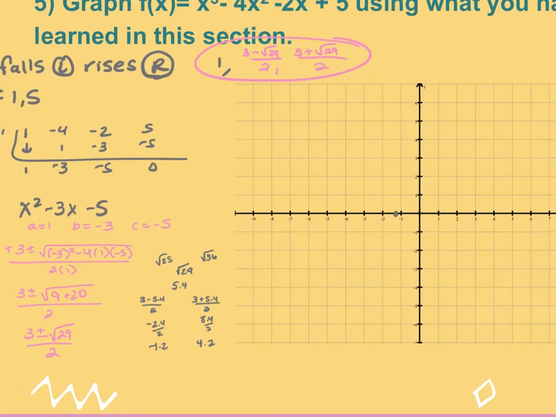So where'd you get the 5.4 from? I approximated square root 29. So square root 29 is in between square root 25 and square root 36, right? Which are the perfect squares 5 and 6. And it's a little bit closer to 25 than it is to 36.